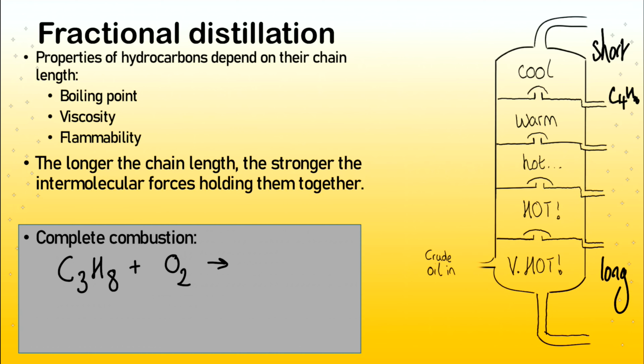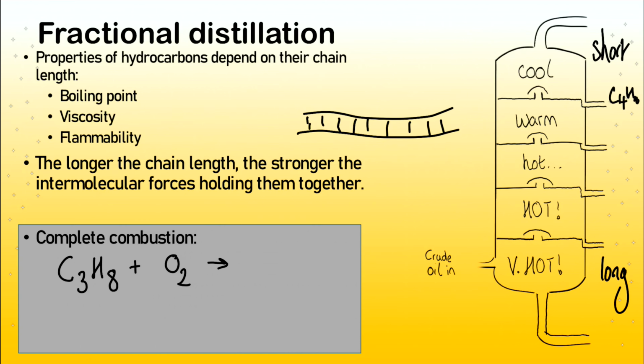But the properties that these chains have are dependent on the length of the chain. So the longer the chain length, this is the key bit that's going to apply to all of these properties, the stronger the intermolecular forces that are holding them together. If these molecules are longer, there are more opportunities for them to form these intermolecular forces, and so therefore the total intermolecular force is greater. And as a result of that, properties like boiling point and viscosity and flammability are affected.